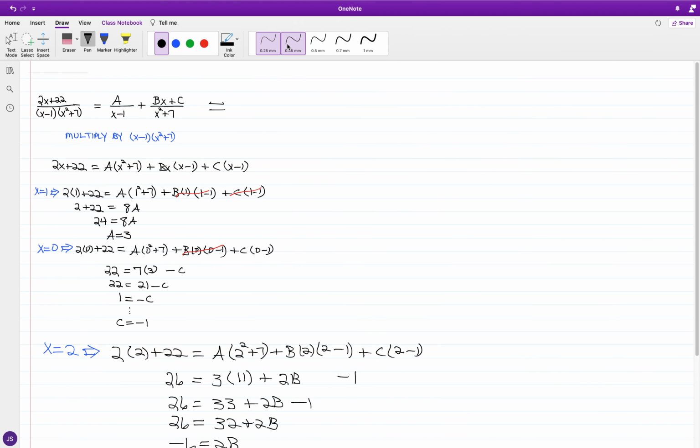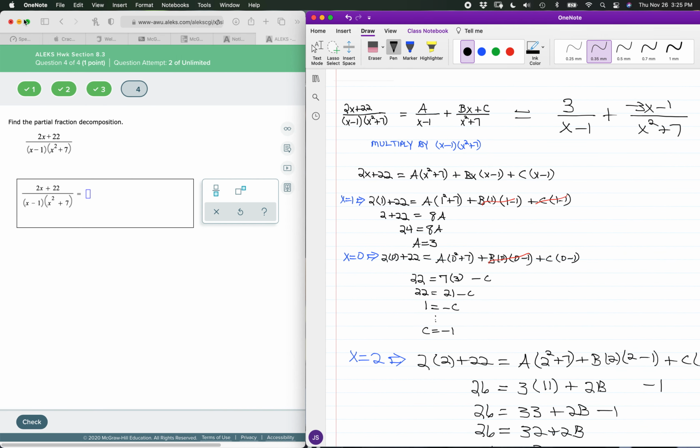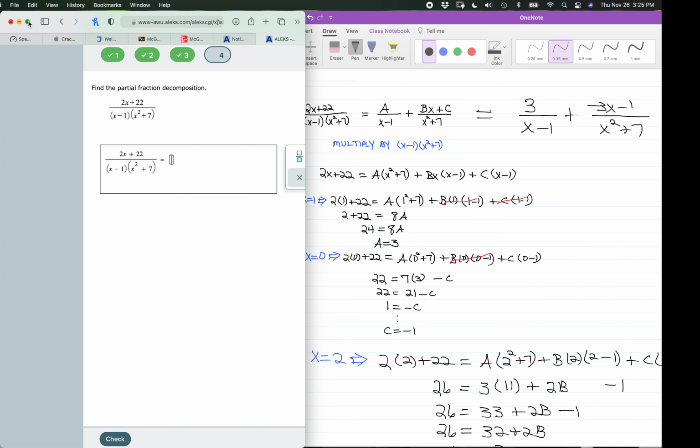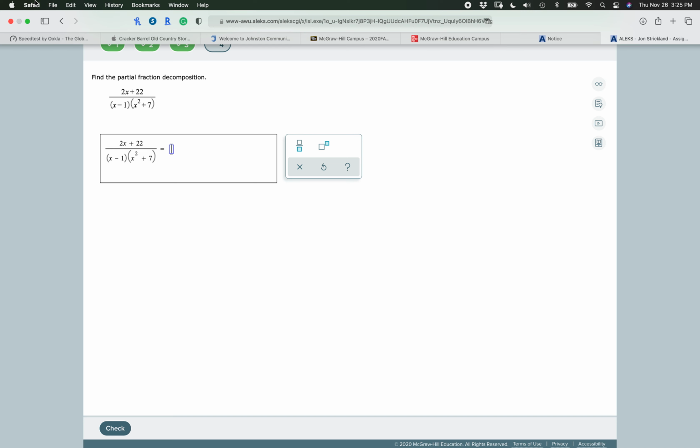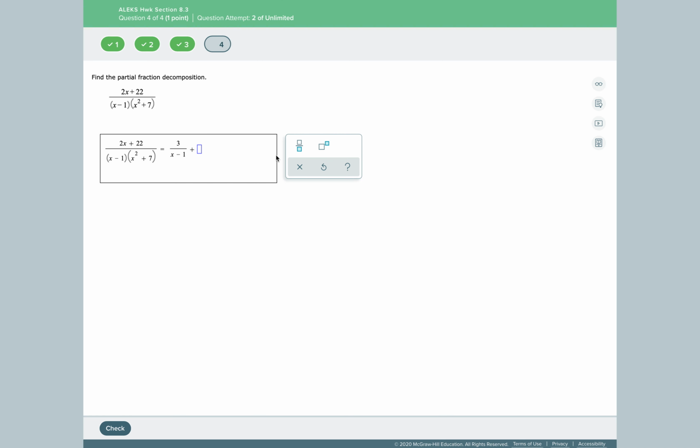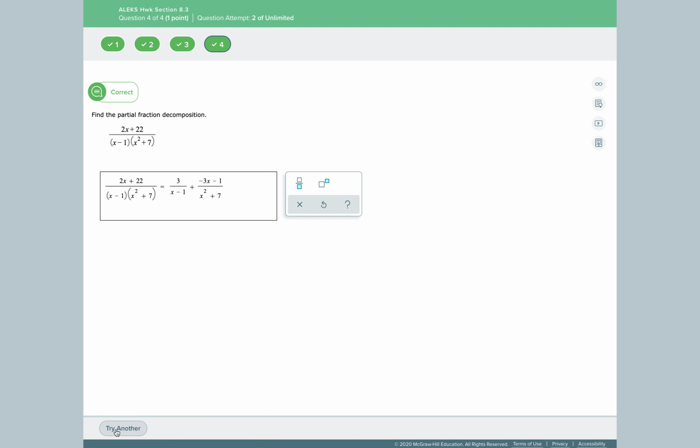So for the expression that results, we're going to have 3 over x minus 1, and we can say we have plus, and b would be at negative 3, so you have negative 3x. C at negative 1, so you have plus negative 3x minus 1 over x squared plus 7. And just taking what we have here, so you have 3 over x minus 1, and we have plus, in the ratio, negative 3x minus 1 all over x squared plus 7, and checking the result, and it is also correct.